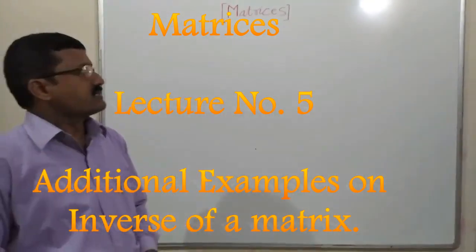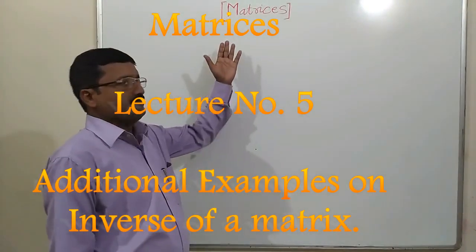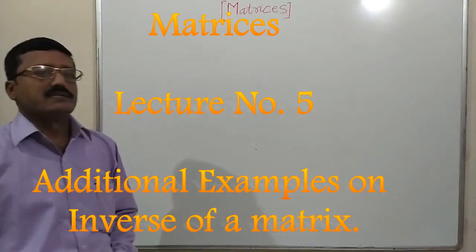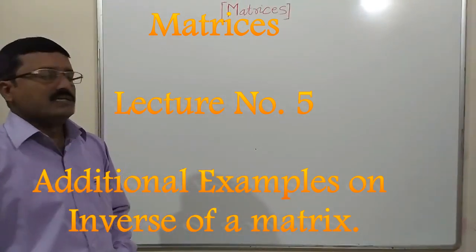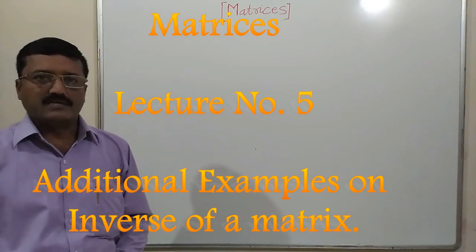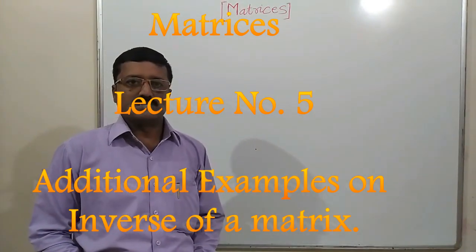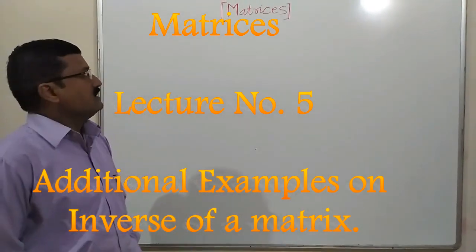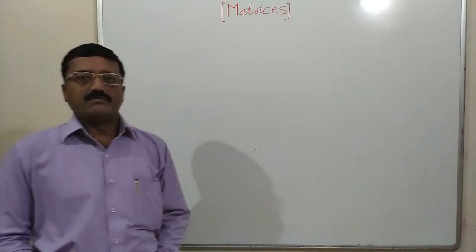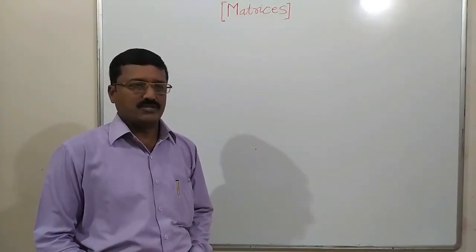In our previous lectures, we have learned some basic concepts of matrices. After that, elementary row and column transformations. Then, inverse of a matrix and two methods of finding inverse of a matrix, which are elementary transformation method and the second one is adjoint method. Now, in this lecture, we will solve some typical examples of elementary transformations and adjoint method.